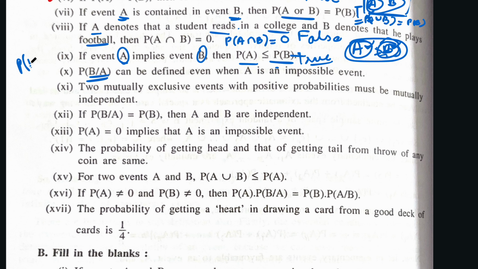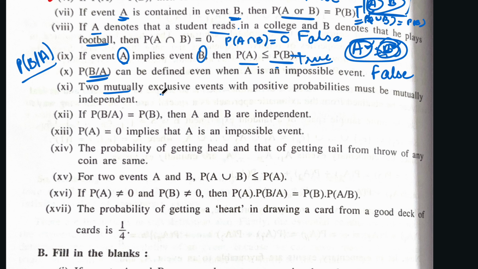Probability of B given A when A is an impossible event. If A is an impossible event, then probability of B given A can be defined. I don't think so. Yeah, false. If A cannot happen, then how can B be happening?